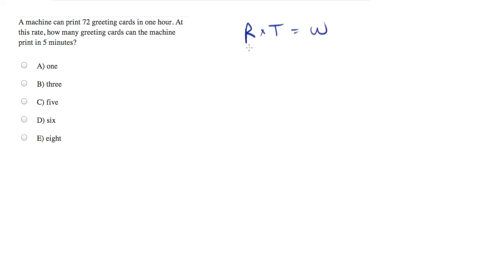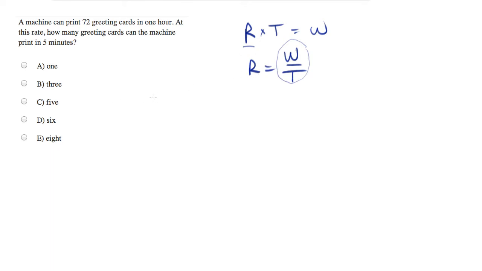Typically on the SAT you'll want to solve this for rate. So I'm going to solve this, say rate is equal to work over time. And this is the proportion: work over time, and that'll be the same all the time. If this machine is working at a constant rate, the rate will always be R. So we can simply start plugging in.